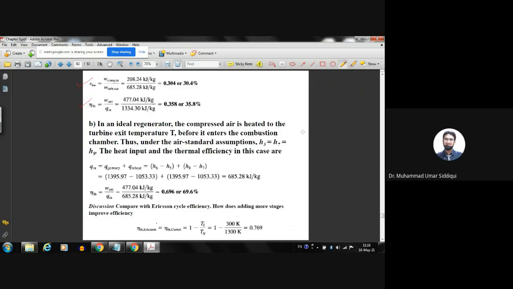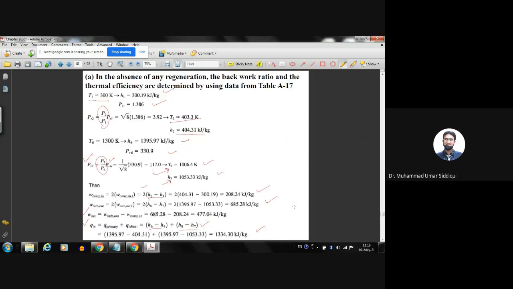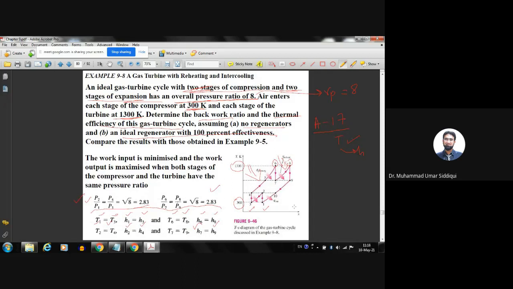Part B, I want you to go through it yourself. This is just employing a regenerator with 100% effectiveness. When you apply the regenerator with 100% effectiveness, it will not be H6 minus H4; rather, Q in will be H6 minus H5, because H5 minus H4 will be covered by the regeneration process. So our Q in will be reduced. Now our Q in will be H6 minus H5 plus H8 minus H7. This is by employing 100% effectiveness of the regenerator.